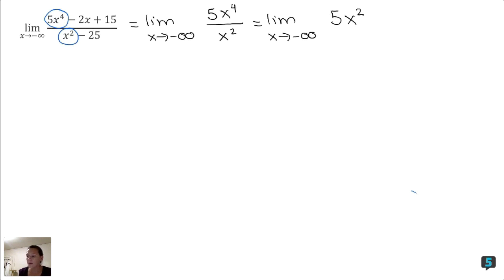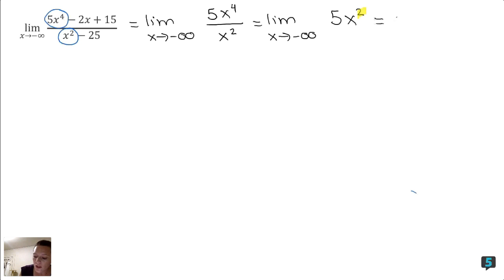But this time, notice my exponent that I'm dealing with at this point is even, not odd, it's even this time. So what do you think is going to happen this time as the limit as x approaches negative infinity of 5x squared? Go ahead and comment in the chat what you think will happen this time. Yeah, this time it's going to go to positive infinity.